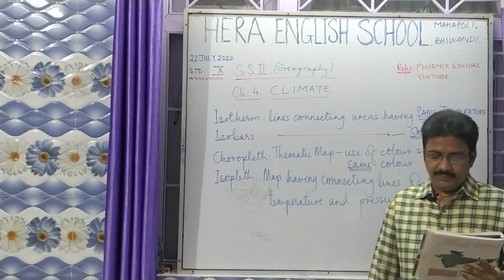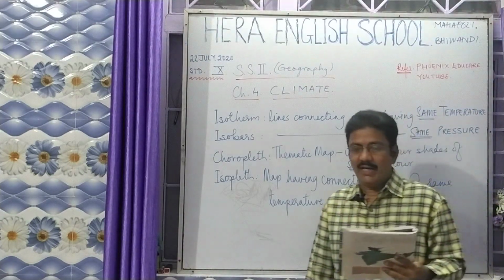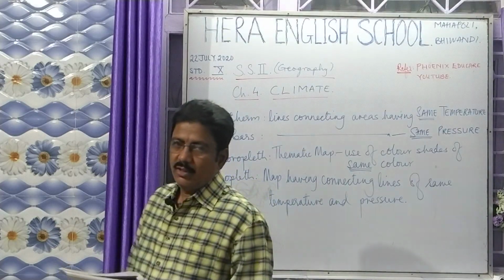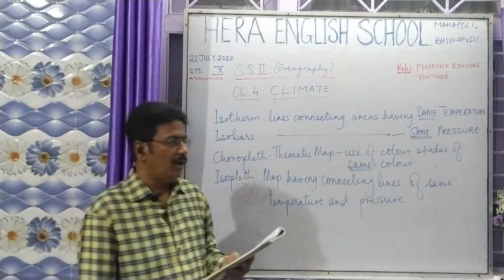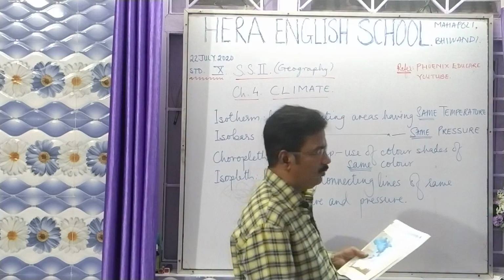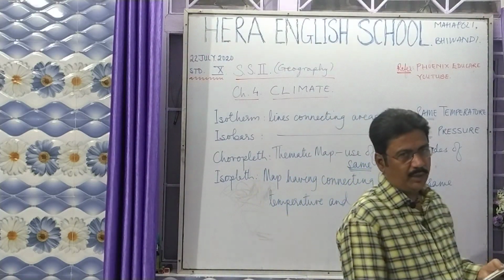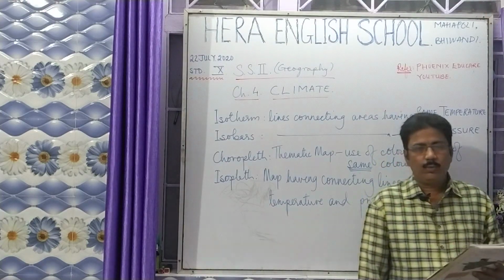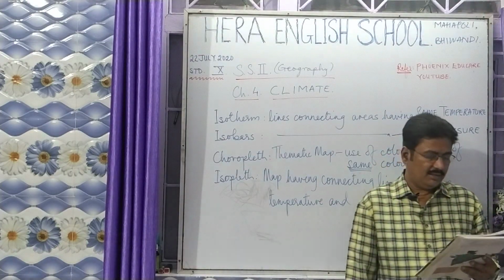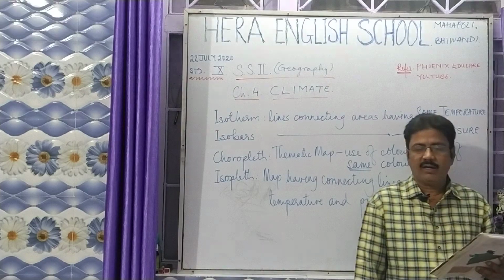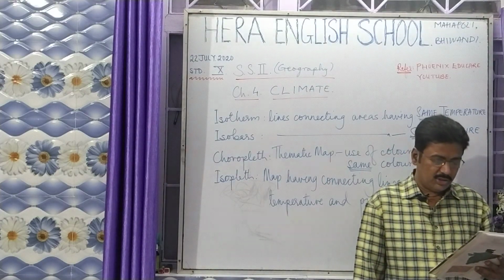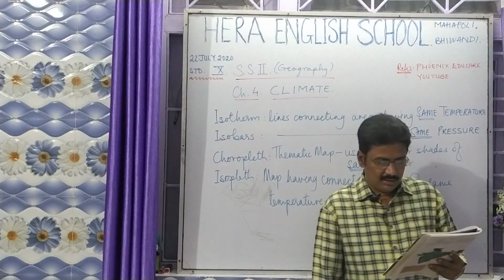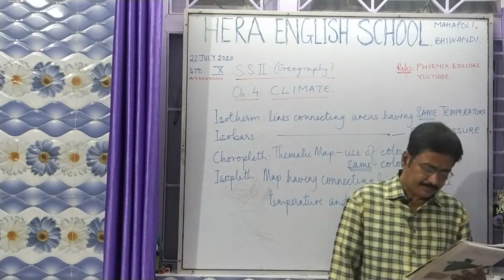Next question number 10. In which region do you find a higher temperature? Obviously the equator is the answer, because the sun is all around the year, the sun is always overhead at the equator. So obviously here the temperature is high at the equator, because Brazil has the equator passing through the north of Brazil, therefore the northern part of Brazil has a good high temperature.